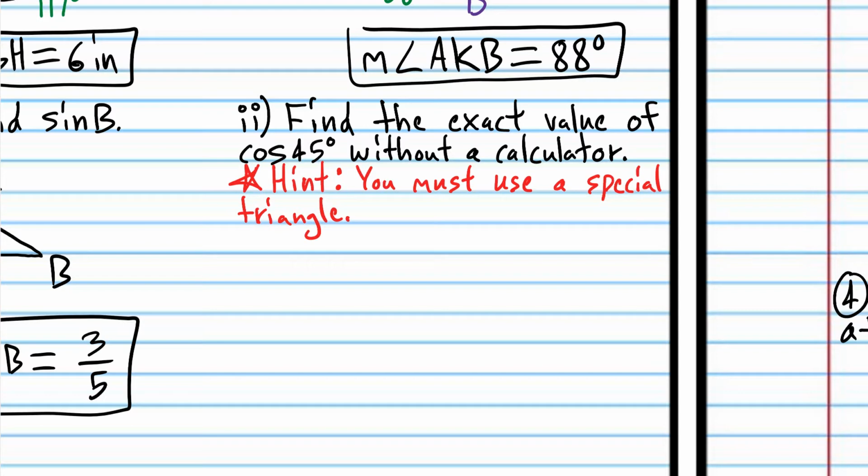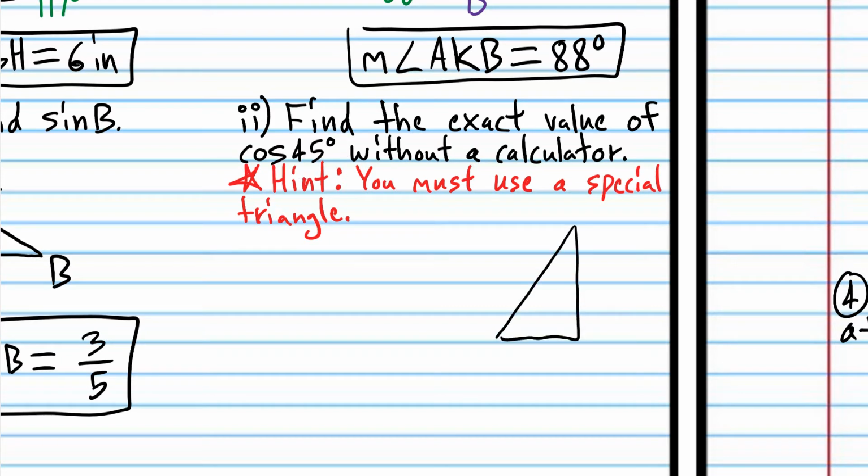If you use a calculator, you would have to round off because it would be a decimal. We want the exact answer. So how do we do this? Well, notice they're looking for cosine 45. So that's a 45-degree angle.